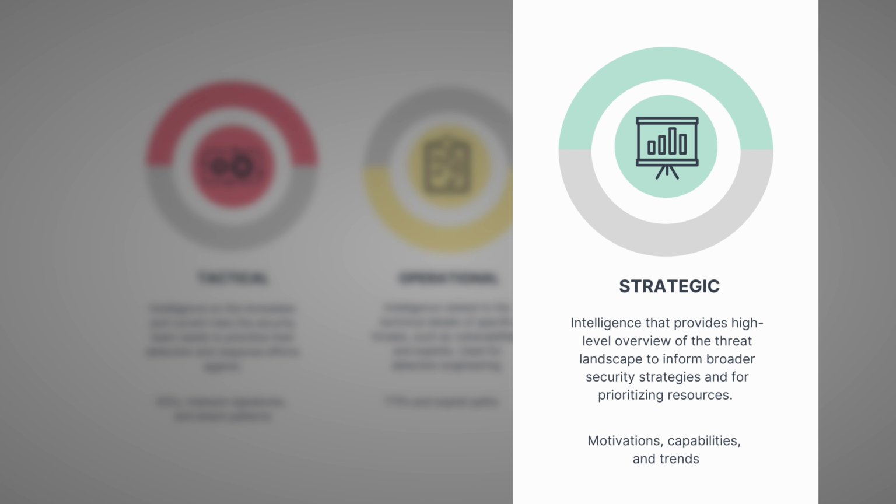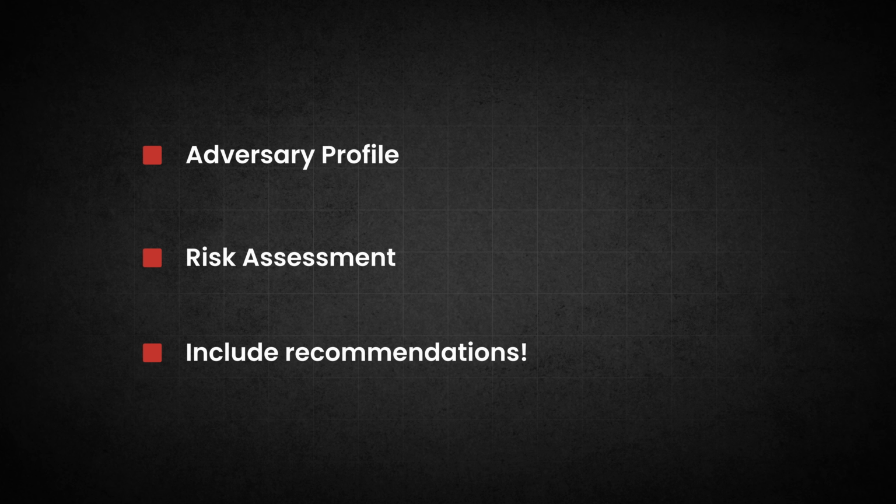Then we have strategic. This is where you create a report for the leadership team to brief them on what has happened. It could be an adversary profile: who hit us? What did they want? How sophisticated were they? Or a risk assessment: are we being targeted specifically, or was this an opportunistic attack? Always include recommendations in these reports, like we need MFA on all our admin accounts, or we need to better segment our network. Aside from internal dissemination, you can also share your findings with the wider community.